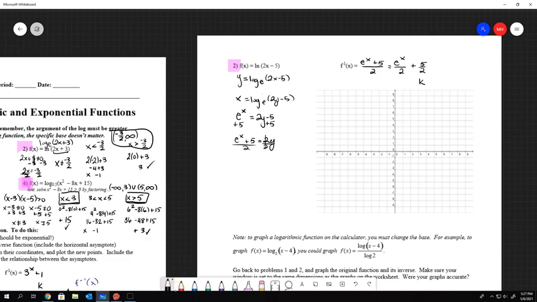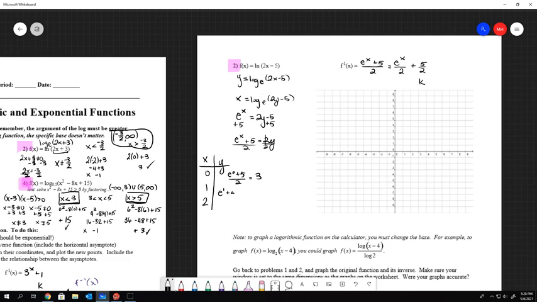So now I'm going to make my xy table. I'm going to use 0, 1, and 2 again, and do the same thing. I'm going to plug them into my inverse function and see what I get. e to the 0 plus 5 over 2 equals, e to the 0 is 1, plus 5 is 6. 6 divided by 2 is 3.